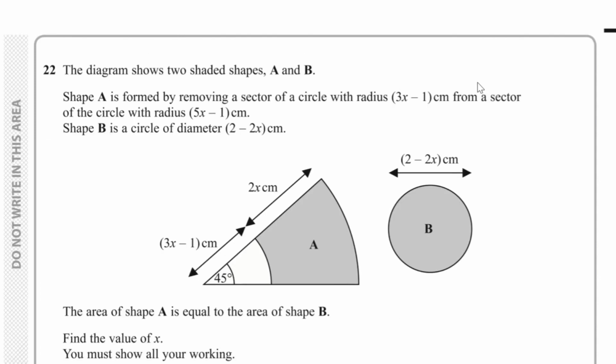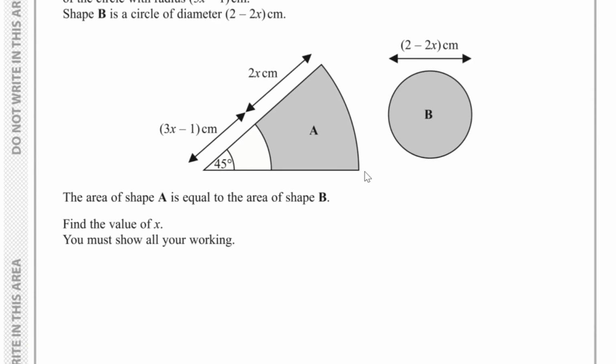Question 22. The diagram shows two shaded shapes A and B. Shape A is formed by removing a sector of a circle with radius 3x minus 1 from a sector of the circle with radius 5x minus 1. Shape B is a circle of diameter 2 minus 2x, and the area of shape A is equal to the area of shape B. We have to find the value of x. You must show all of your working.